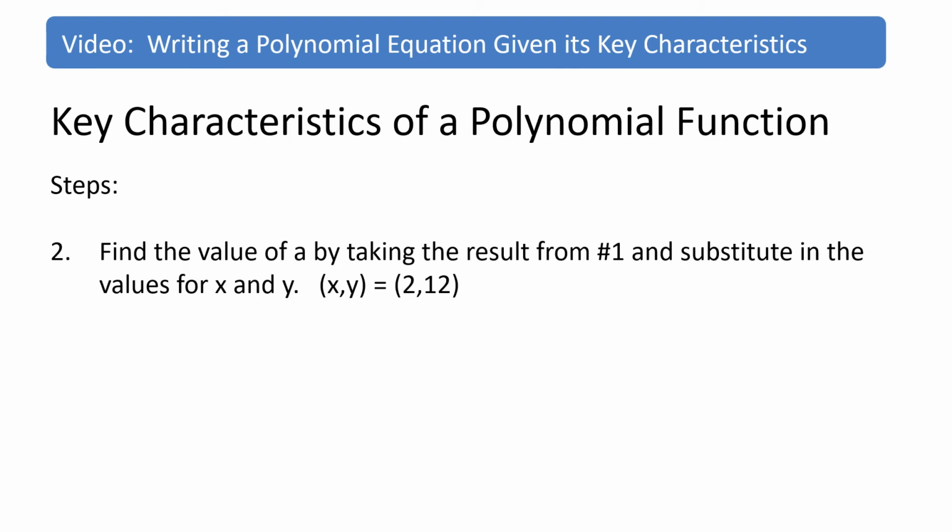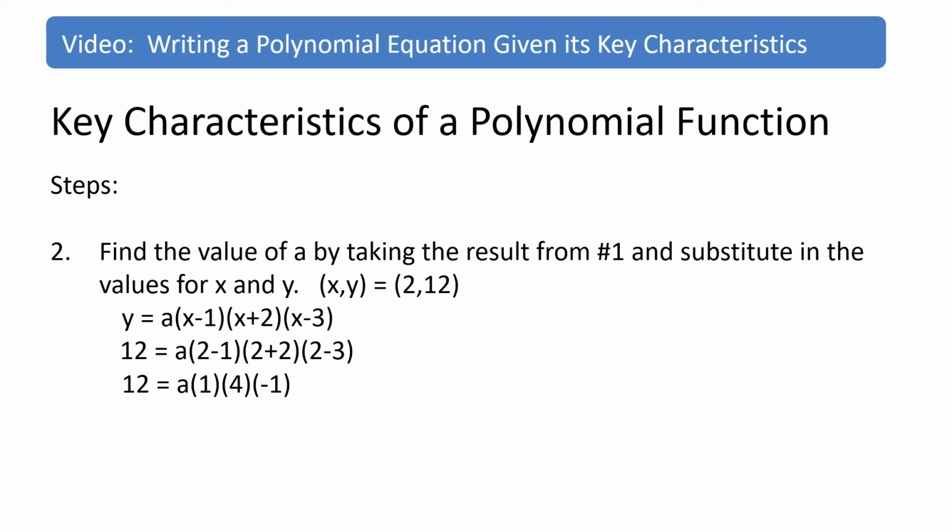The next step is to take the x and y values of the point given to find what a is equal to. So we will take the result that we got in step 1 and substitute into that equation the values for x and y. y = a(x - 1)(x + 2)(x - 3). y is 12, x is 2, so we substitute that into the equation, and then we solve for a. And we find that a is equal to -3.